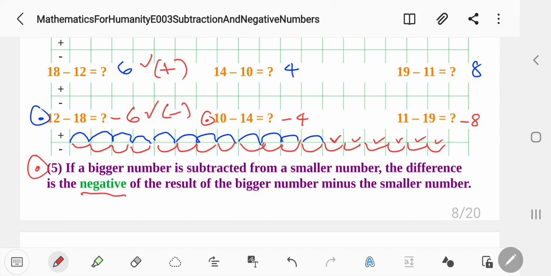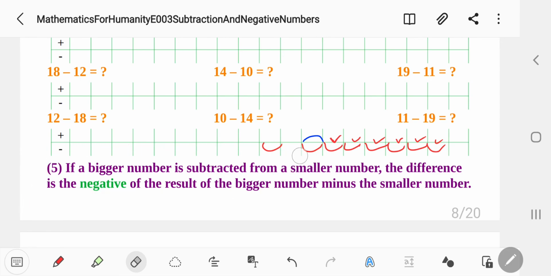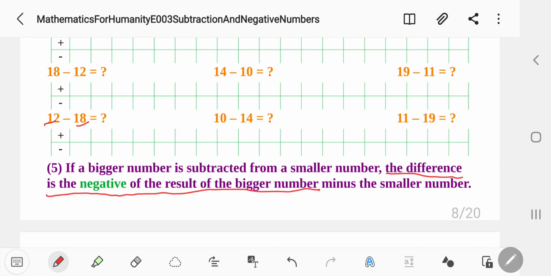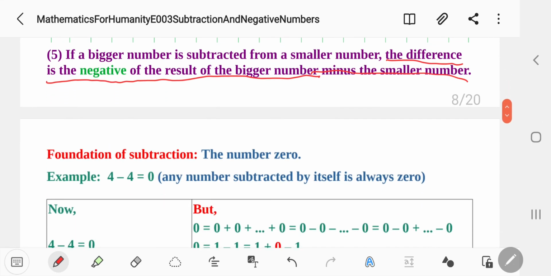So again, I'd read the rule. If a bigger number is subtracted from a smaller number, the difference is the negative of the result of the bigger number minus the smaller number. So in this case, since you have 18 minus 12 equals 6, then 12 minus 18 is negative 6. Let's talk about negative numbers more in the slides that are coming up.